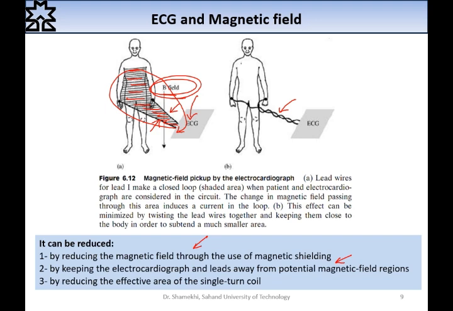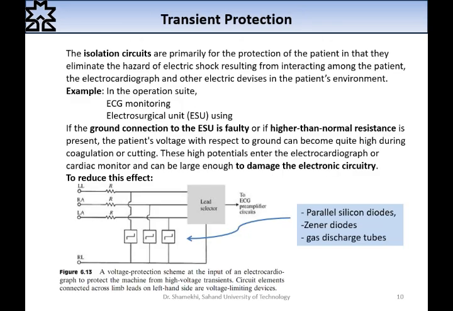and we will use twisted lead wires or using some special cables with minimum area, and these three items will help us to reduce the bad interference of magnetic field around the body.